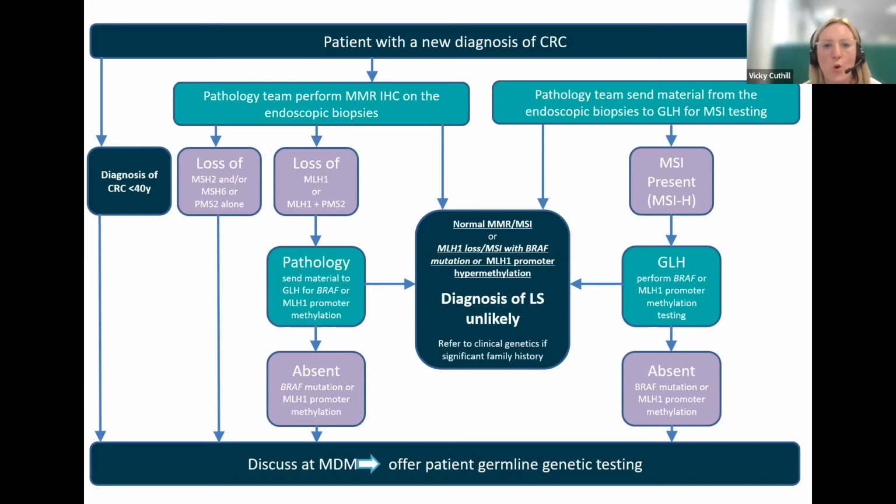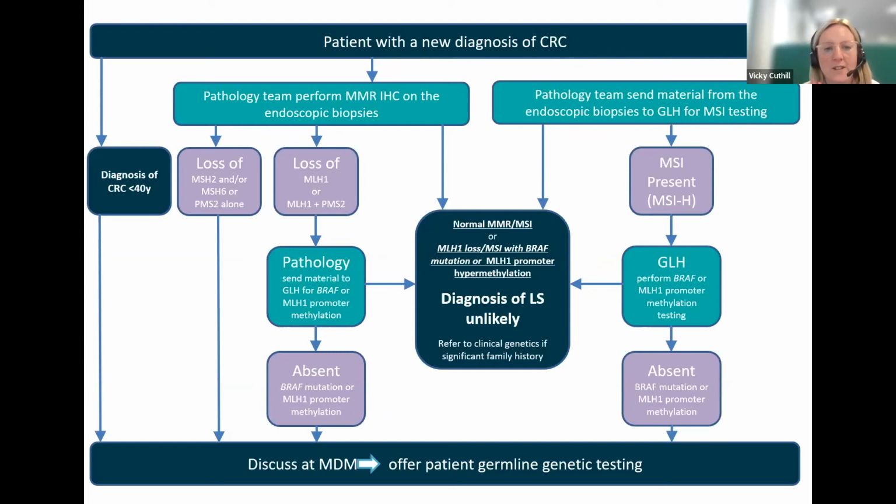Now, that's a very long word, which is simply something that happens biologically in sporadic cancers. So if hypermethylation is present, Lynch syndrome is very unlikely. If this is absent, and we also use, as I said before, BRAF as a surrogate marker there, if there's a BRAF mutation, then it's very unlikely to be Lynch as well. So if that is absent, then the patient can be offered germline testing.